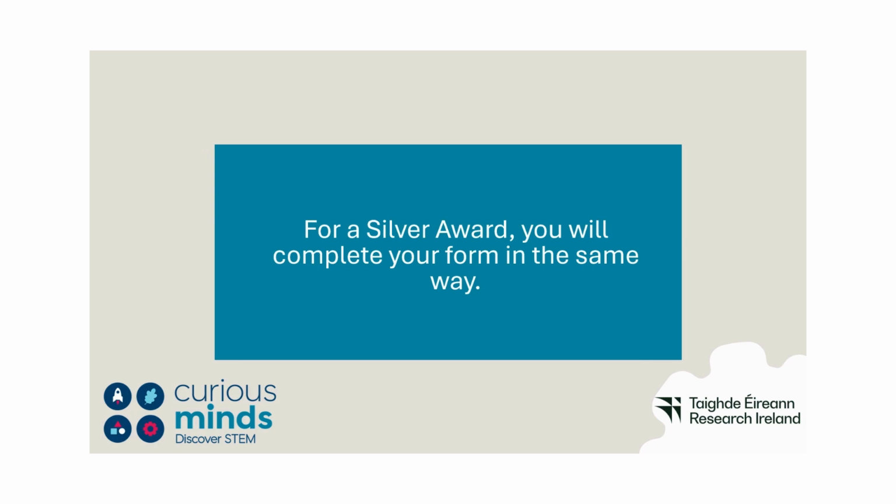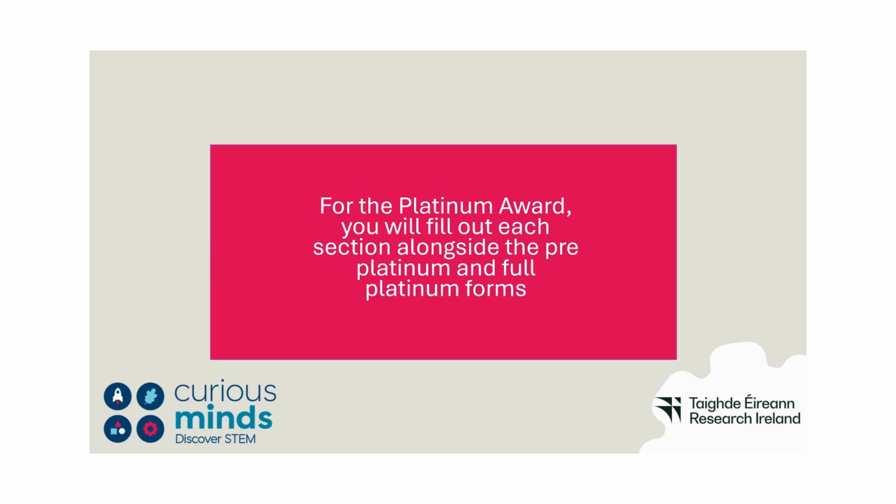If you are completing a Silver Award application, you'll fill out your form in the exact same way. If you are completing a Platinum Award application, you will fill out each step alongside the pre-Platinum section and the full Platinum form. Please refer to the Platinum Award Toolkit for more guidance on the Platinum application.